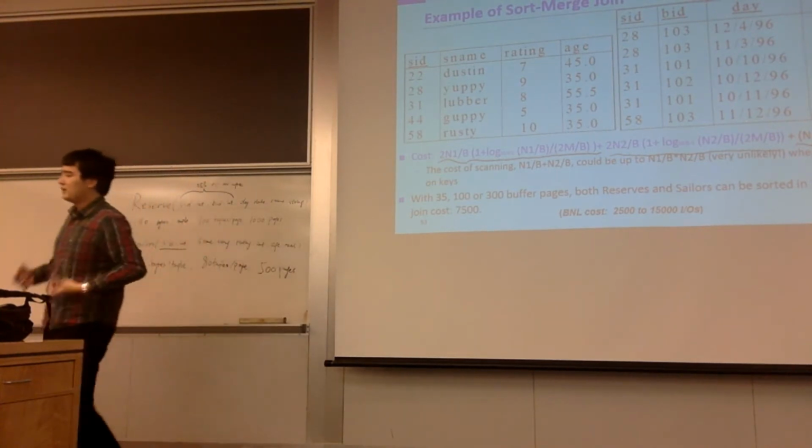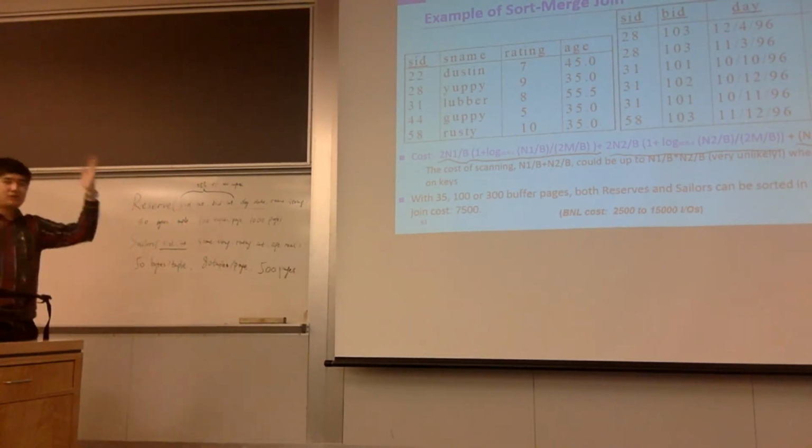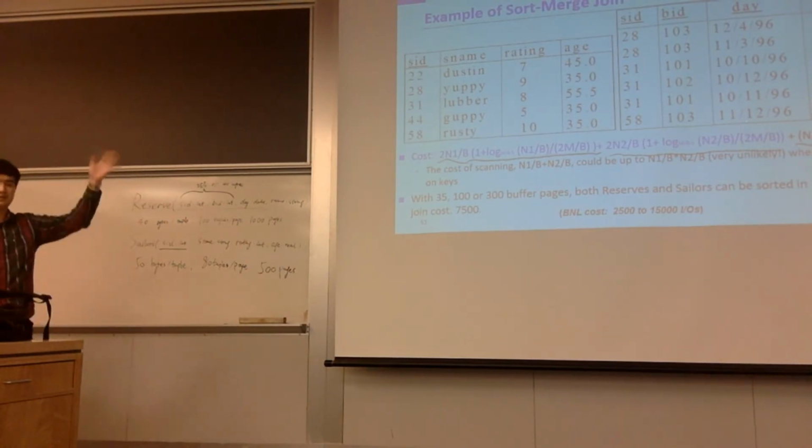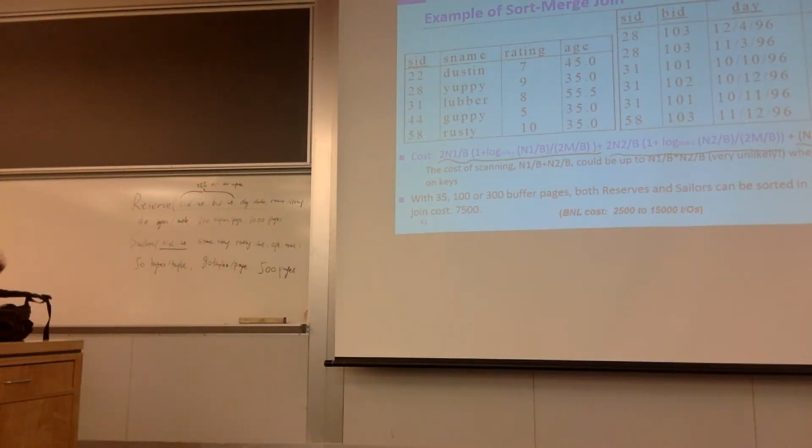So that means you never have to rewind during your merge process, and the two sorted files are only scanned once. So the cost would be just you scan the first file once and you scan the second file once. The only difference is that you scan the two files concurrently, at the same time. You could fetch one page here, one page there, just like interleaving the IOs.